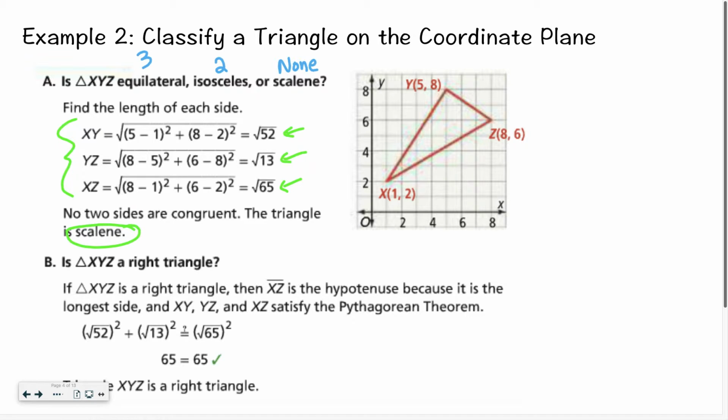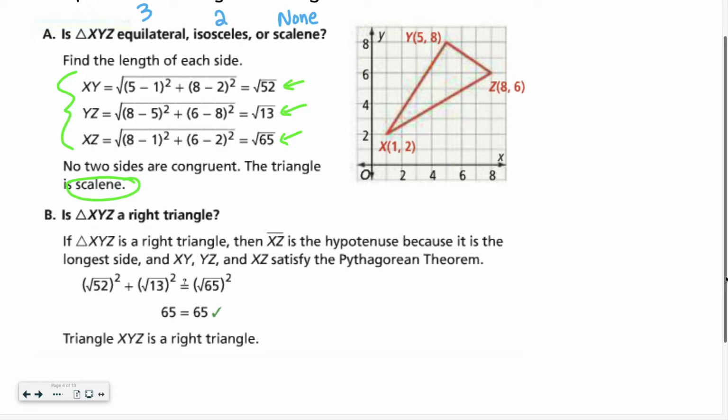And then letter B, if I want to figure out if it's a right triangle, you could go through and find all of the slopes and see if you have any opposite reciprocals. But a faster way, if you already know what the 3 measures are, is the Pythagorean theorem. I can say the square root of 52 squared is, let's quickly refresh our memories on that. Remember, squares and square roots cancel each other, so then you're left with just whatever's under the square root. So in this case, that's 52. So then this ends up becoming 52 plus 13. Does that equal 65? It does, so we know that this is a right triangle.